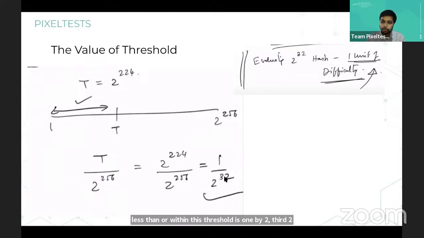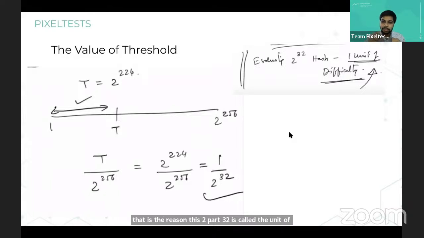2 power 32 is 410 crores, right? So 1 by 410 crores is almost zero, so it is very tough for a person to generate it. That is the difficulty involved in mining, and that is the reason this 2 power 32 is called the unit of difficulty, right?